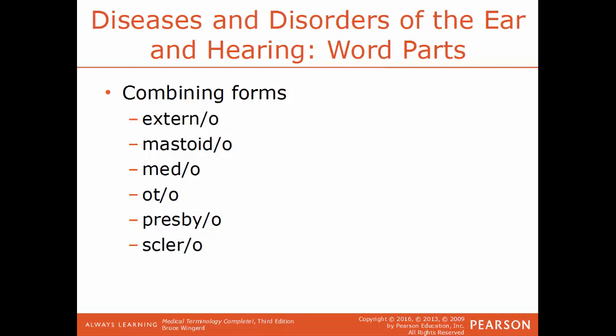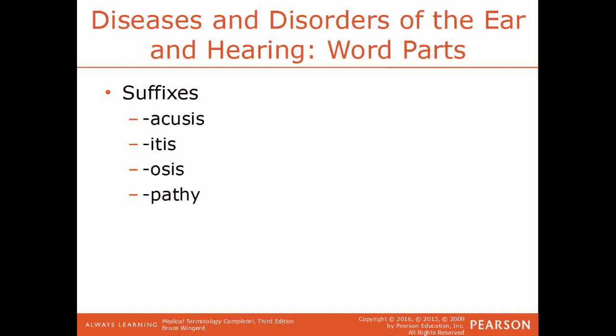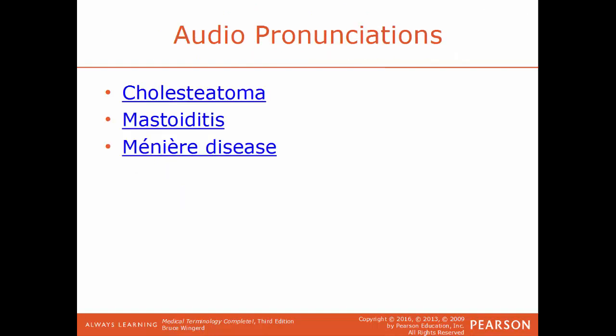Odo is a reference to ear. Presbyo is a reference to old age. Sclero is a reference to the sclera, which is the white part of the eye, or a material that's very hard and very rough. Some common suffixes. Acousis means hearing. Itis means the inflammation of. Osis means an abnormal condition. Pathy means a disease. Let's go over some conditions when it comes to the ear and hearing.